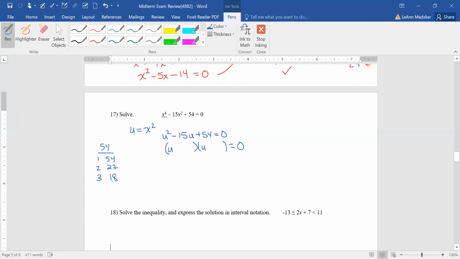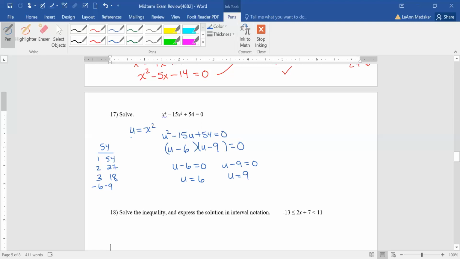If we were subtracting, it would be 3 and 18 because that makes 15, but this is a positive 54, so we need it to not subtract, but add to that. So they're going to be same signs. So 54 divided by 4 does not go evenly. 54 divided by 6 is 9, and that's the pair that we need. There's going to be two negative numbers to multiply to positive 54, but add to negative 15. So we get u minus 6 equals 0, u minus 9 equals 0. Add the 6 over, add the 9 over.